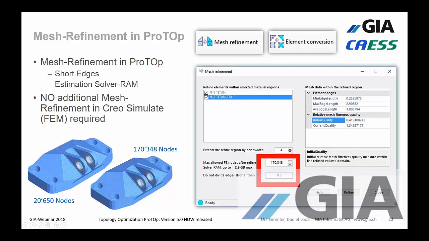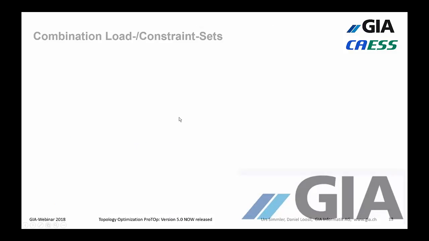That means we do not have to go back to our FEM system or CAD system to do the mesh refinement there and to switch backward and forward. So now we can do it directly, and that speeds up the process quite a lot, and it's much easier for the user to do that. I will show that later on in the live presentation.